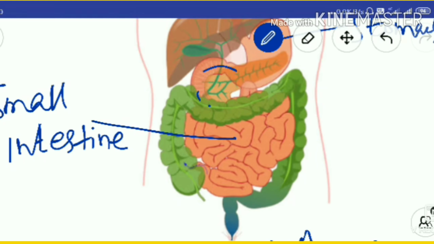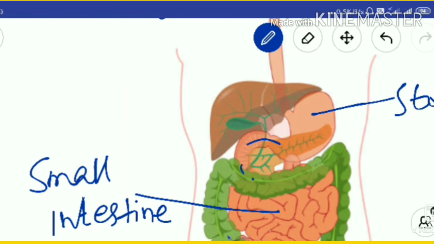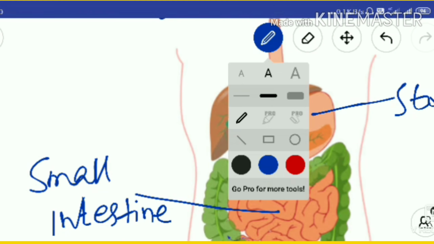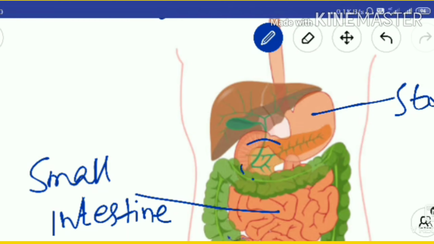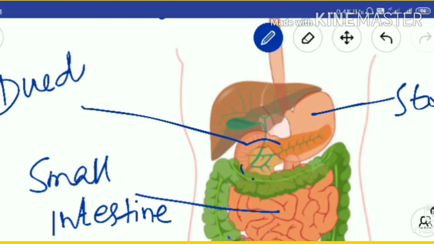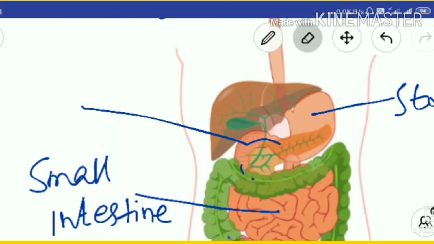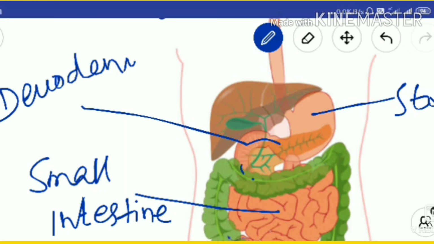This is the small intestine. And see, this is the stomach. After the stomach, see, this is the first bend. This is the first part of the small intestine, that is known as the duodenum. Okay, duodenum, D-U-O-D-E-N-U-M. This particular part is called the duodenum.